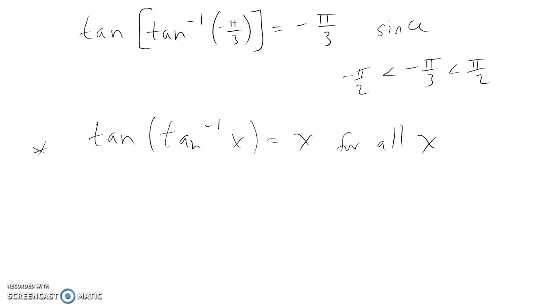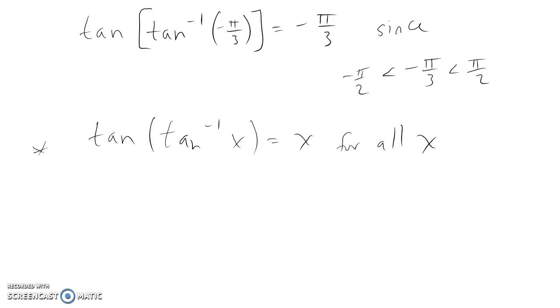Okay, let's go back to the problem we were doing at the end of the last video. I kind of rushed through the end there because I was working to beat the clock. We found that tangent of tangent inverse of negative pi over 3 is equal to negative pi over 3, since that angle is in the range. Negative pi over 3 is in that range, right?